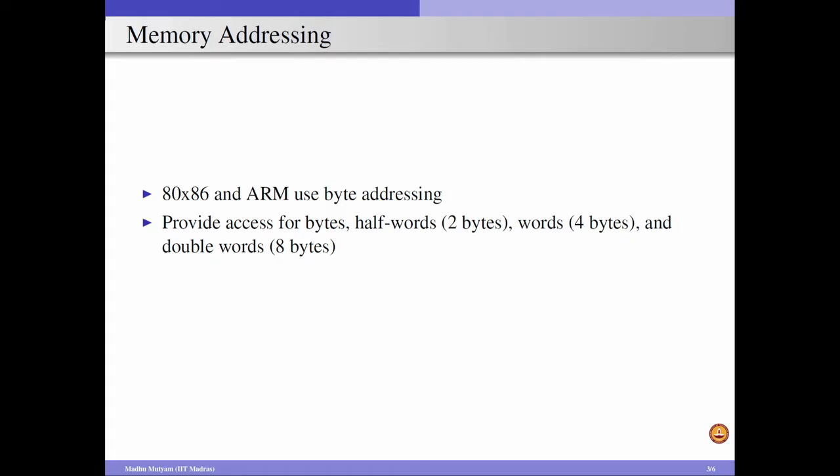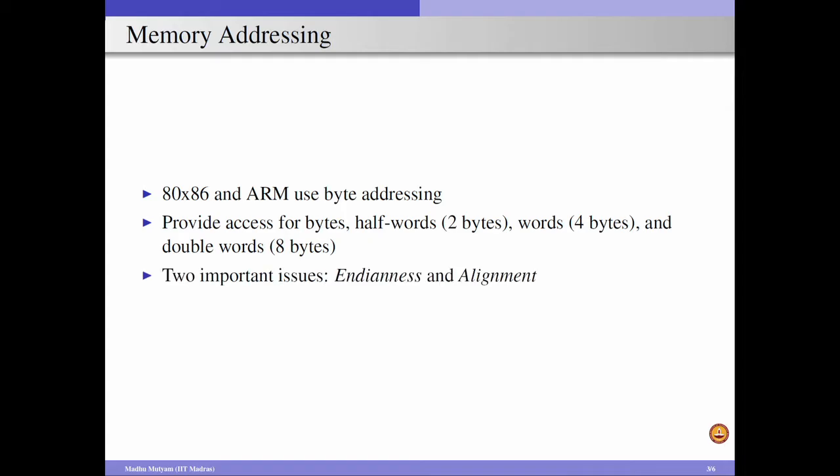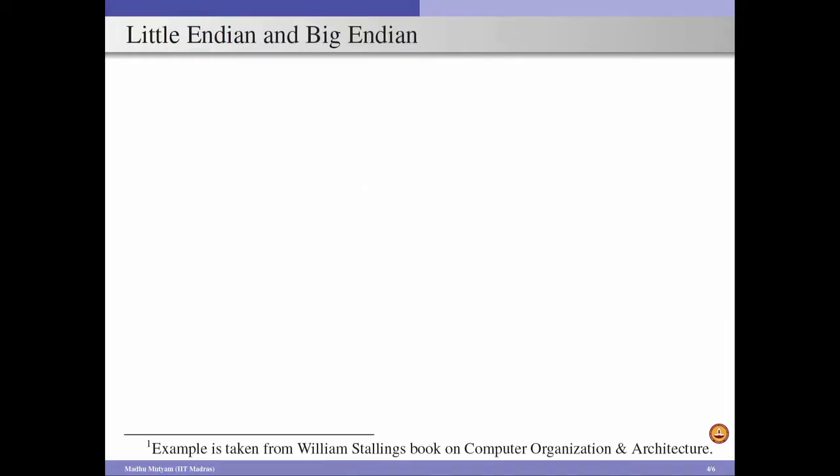But there are 2 issues with accessing data from the memory. Those are endianness and alignment. So we first discuss what the issues with endianness are and what endianness is. There are 2 types of endianness used in different ISAs. One is little endian, the other one is big endian.